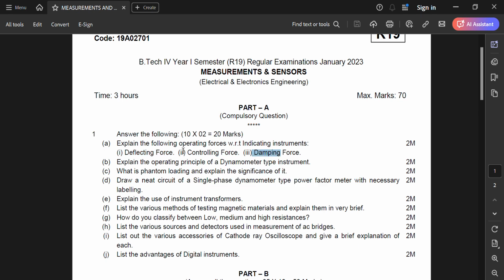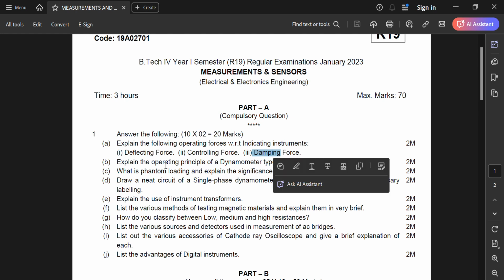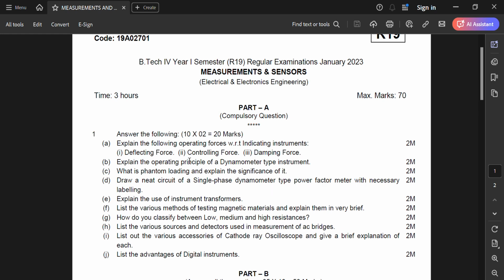Deflecting torque is the torque which is required to move the pointer from the initial condition to the final condition. Opposite to that, the torque which opposes the deflecting torque is called controlling torque. We have to draw the diagram for this by indicating one pointer, from 0 to the final deflection position.